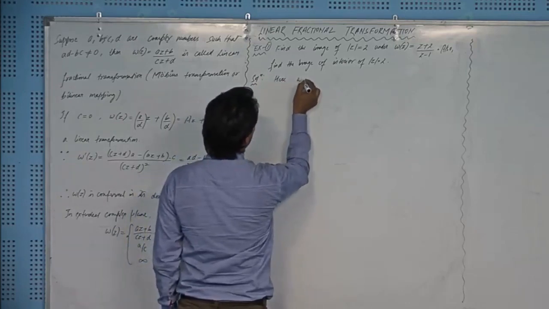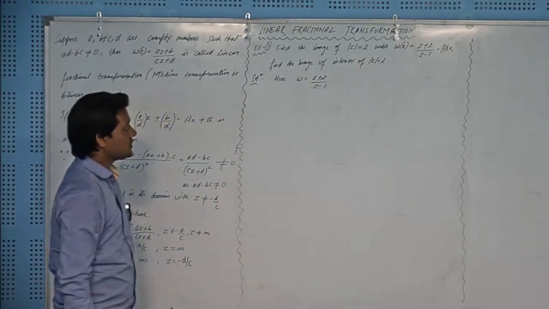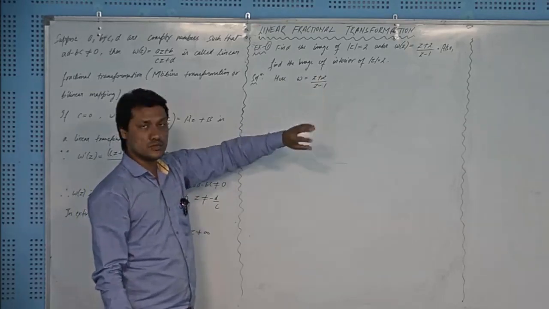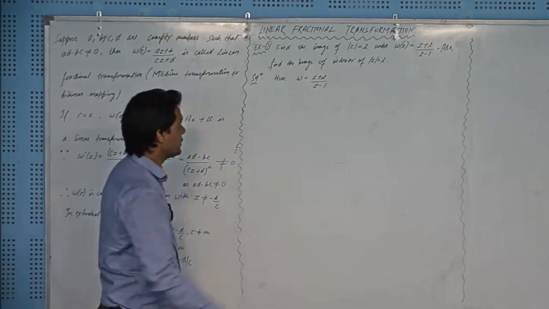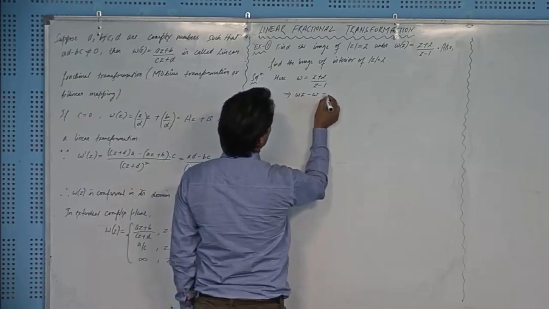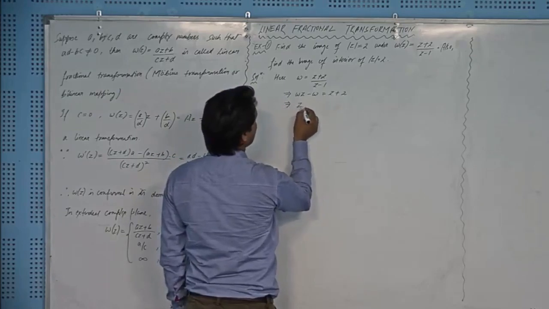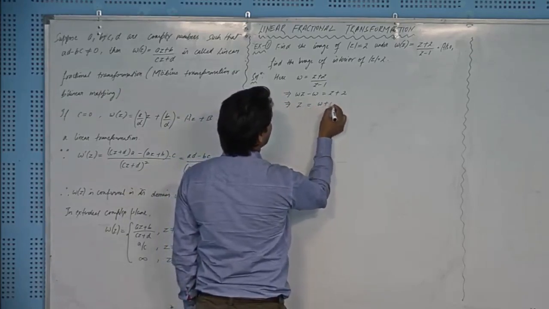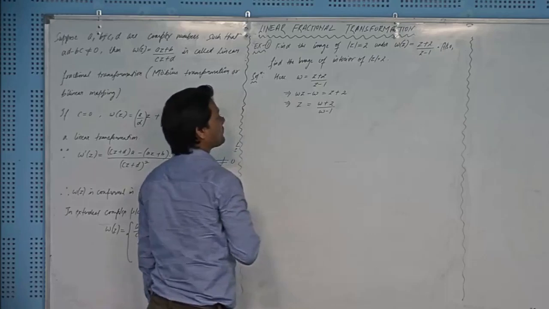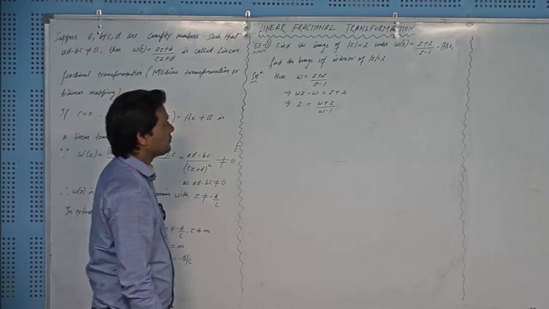Here w is equal to (z plus 2) over (z minus 1), that is given to you. The first thing is that you should express z as a function of w, which means you have to evaluate z from here. So I will cross multiply, and then I will get wz minus w equal to z plus 2, and this will give you z equal to (w plus 2) over (w minus 1). So ultimately you have expressed z in terms of w. That is the first thing you have to do.